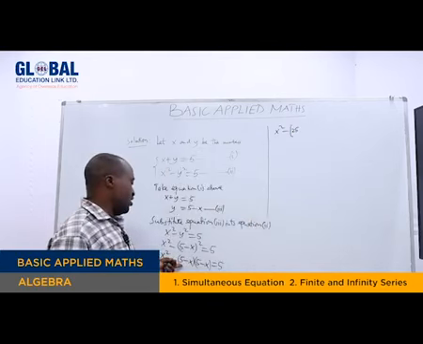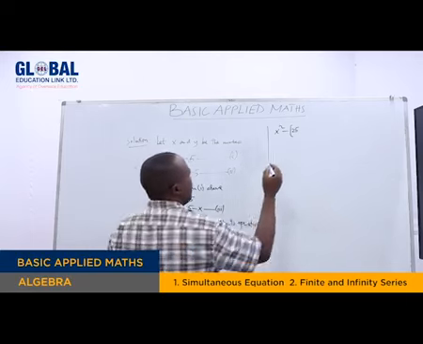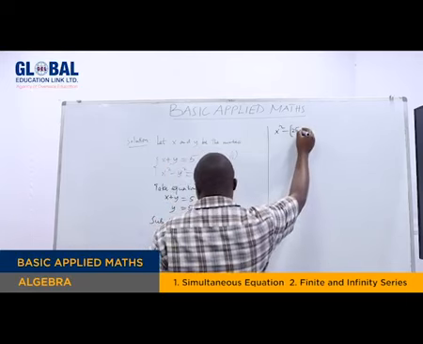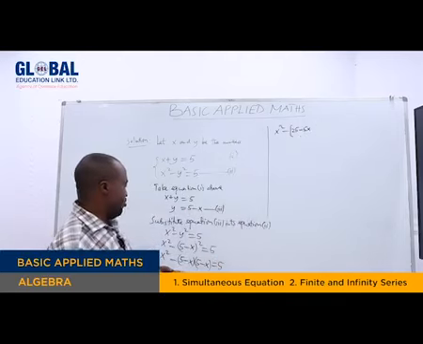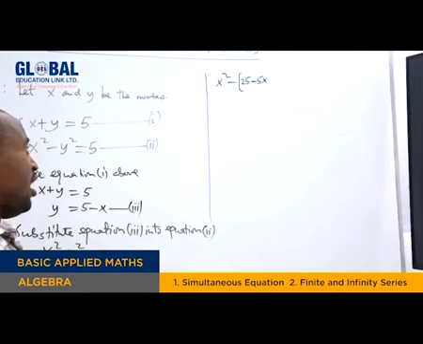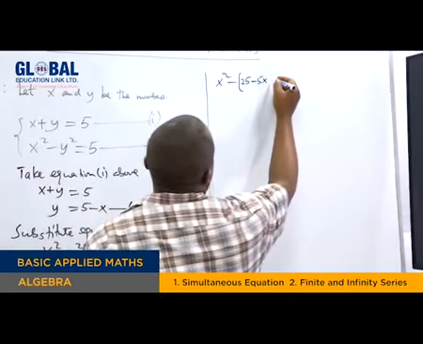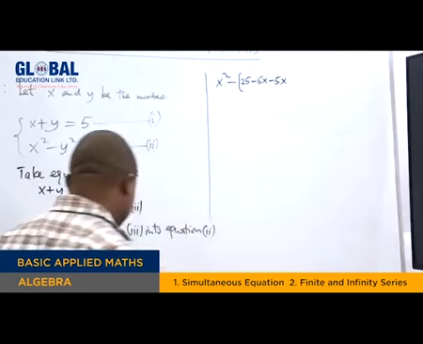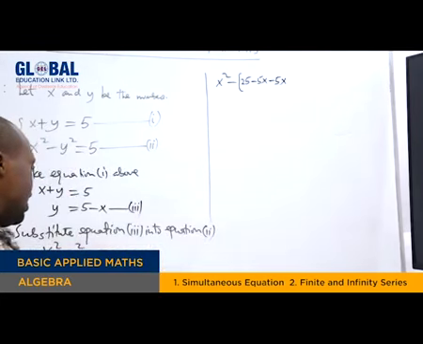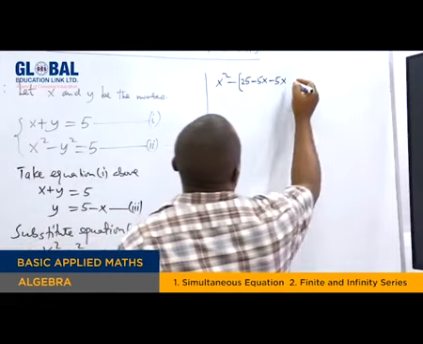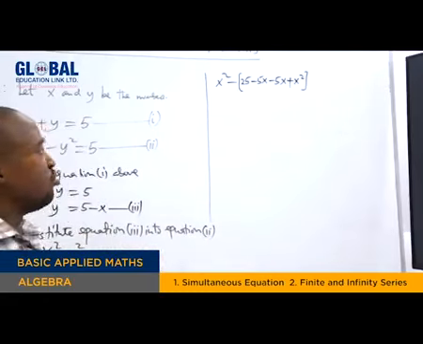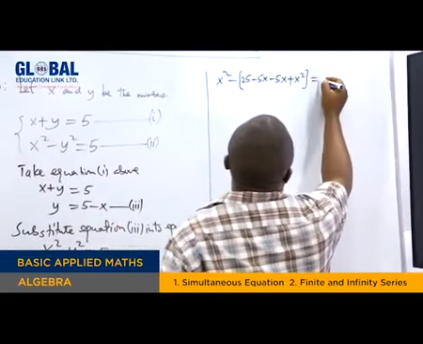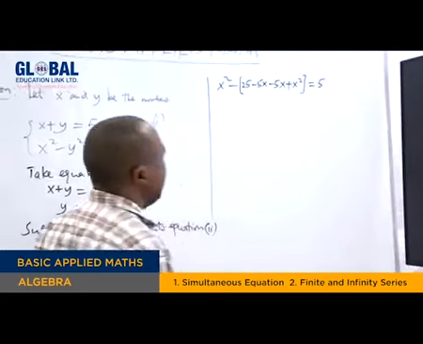Then you have 5 times negative 5, that is negative 5x. And again we have negative x times 5, that is negative 5x. And the last term is negative x times negative x, which is positive x squared. Now this one is equal to 5.